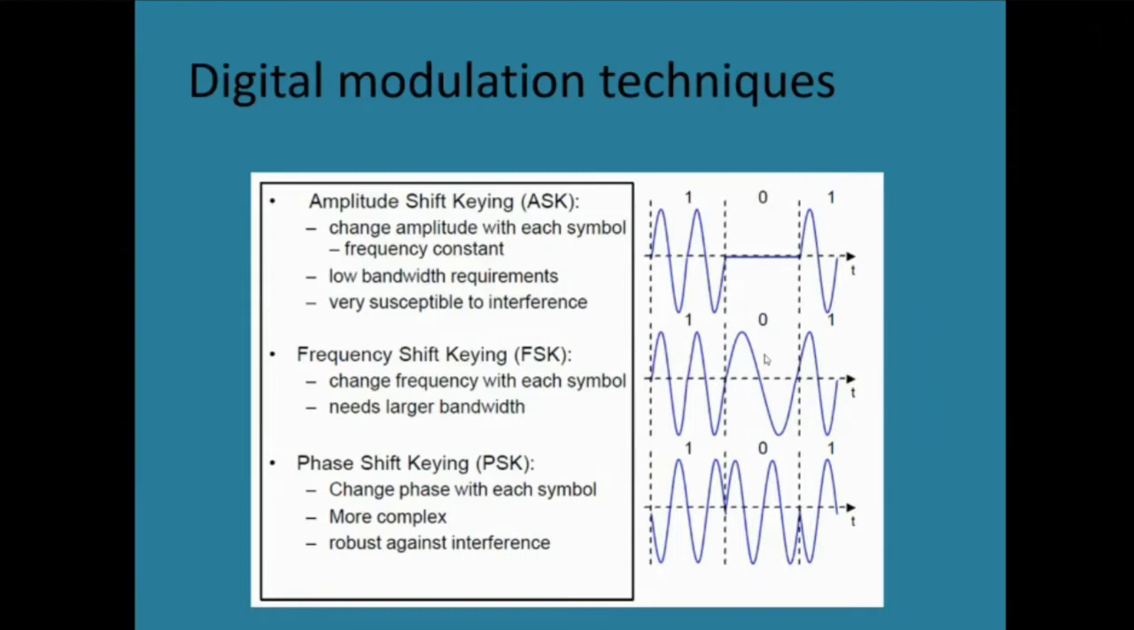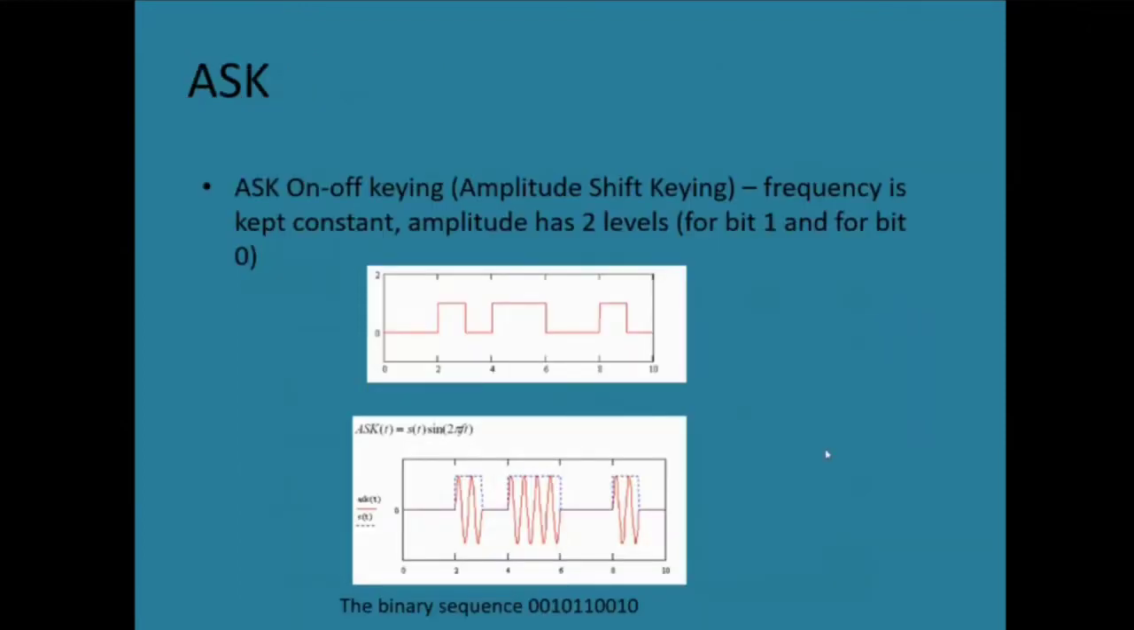In phase shift keying, we use a change in the phase of the carrier signal to transmit the data. The phase changes with each symbol during transmission, from 1 to 0 or 0 to 1. The phase of the carrier signal changes by 180 degrees. The change of phase with each symbol makes it more complex, but robust against interference. These are the basic digital modulation techniques, ASK, FSK and PSK, and we will go through each one by one.